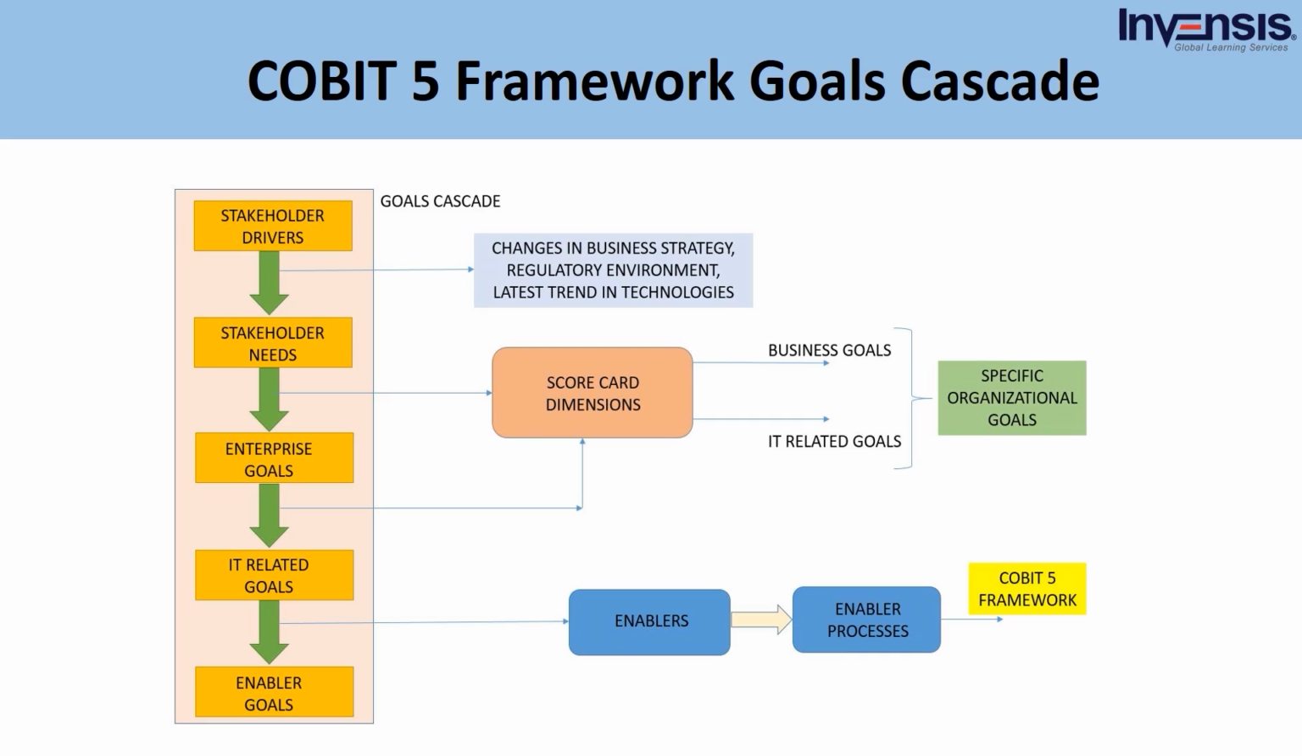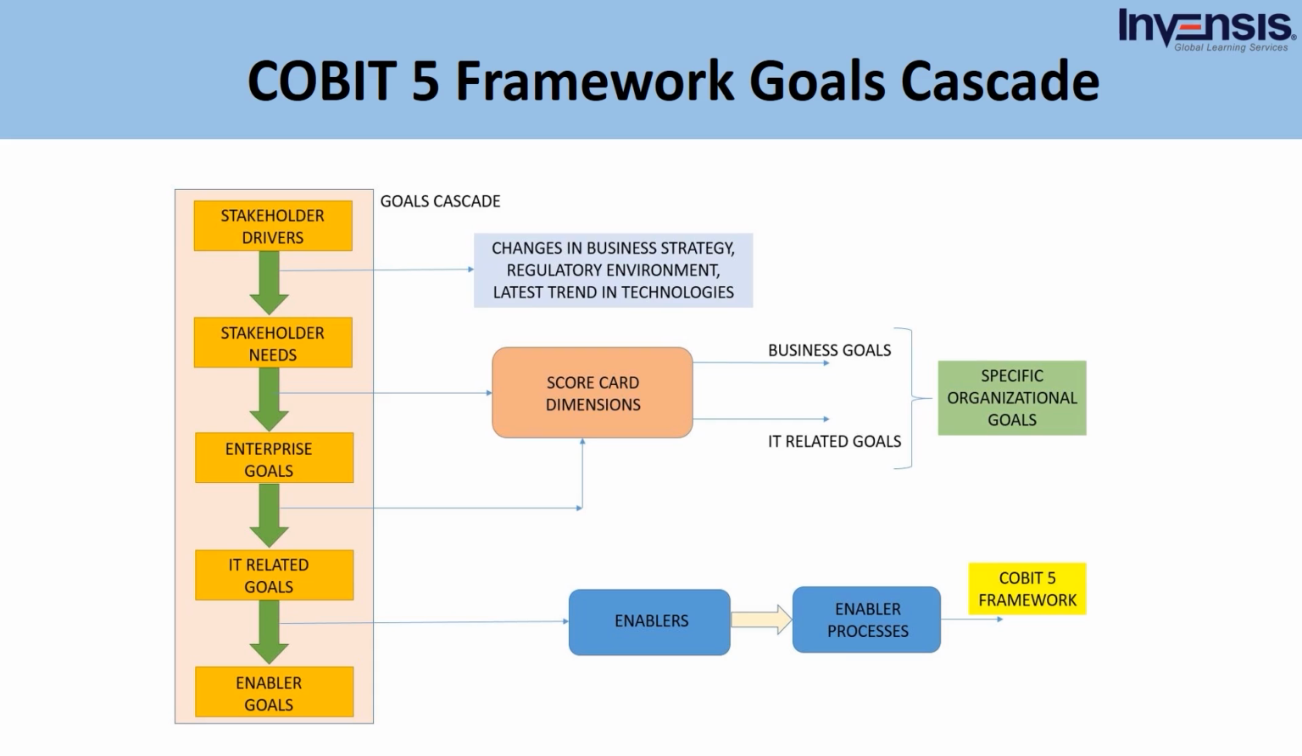The goals cascade works through the following steps. Step 1. The stakeholders' needs are influenced by stakeholder drivers, which are various factors such as changes in strategy, the latest trend in technologies, and the business environment. Step 2. Stakeholder needs can be seen from a set of enterprise goals. The COBIT 5 goals cascade organizes these into the 4 balanced scorecard dimensions, with 17 generic goals that can also be easily linked to specific organizational goals.